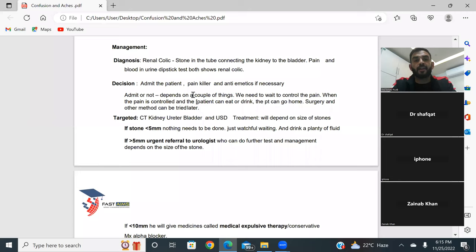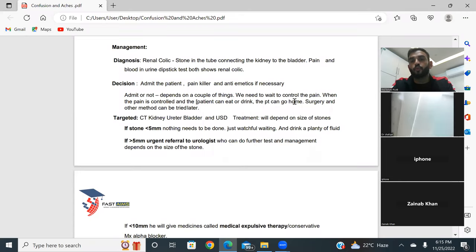Admit or not, it will depend on a couple of things. This is for you to read, just for your study. We need to wait to control the pain. When the pain is controlled, the patient can eat and drink, then we can send him home. Otherwise, first of all, we always need to admit the patient.